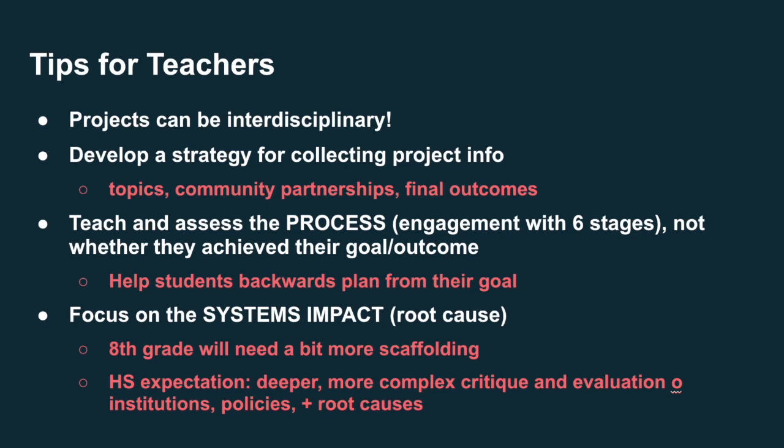So we're not actually evaluating whether they achieved the goal, but we're saying, did they engage with the 6 stages? And we'll help them backwards plan from their goal to make sure that they get those stages accomplished. And focus on the system's impact, which means we want to get to the root cause. We don't want to just address the symptom. So we don't want to just do a can drive, right, to support hunger, we want to figure out why is hunger happening in the community, and let's get at that.